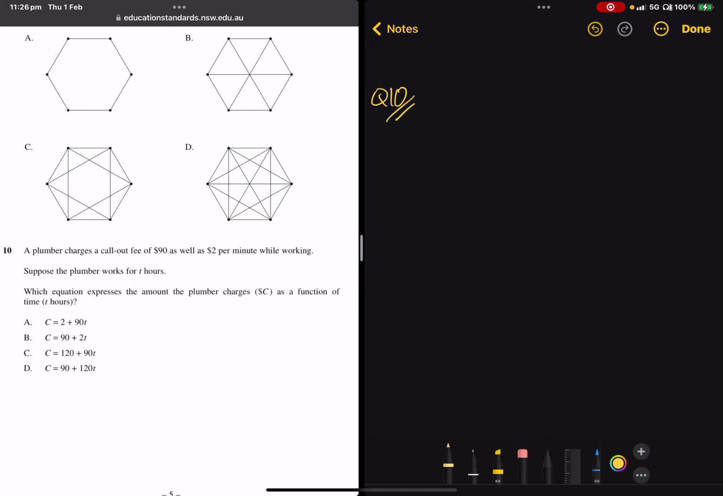So a plumber charges a call-out fee of $90 as well as $2 per minute while working. Suppose the plumber works for T hours. Which equation expresses the amount the plumber charges as a function of time where time is in hours? So their bill, the amount they charge you, which we'll call bill, is going to be their fixed fee, which we'll call FF, plus their hourly rate, which we'll call HR, multiplied by time, where time is in hours.